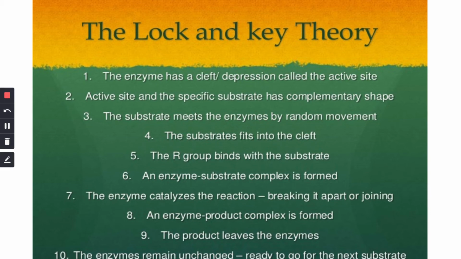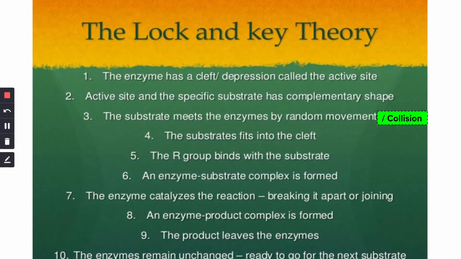Okay. Third point is the substrate meets the enzyme by random movement. We know that particles are always in a state of motion. So when there are enzymes in the environment, like the environment of your cell, then the substrate and the enzyme will collide more frequently, and when collisions happen because of the random motion, the substrate will get a chance to fit into the active site.